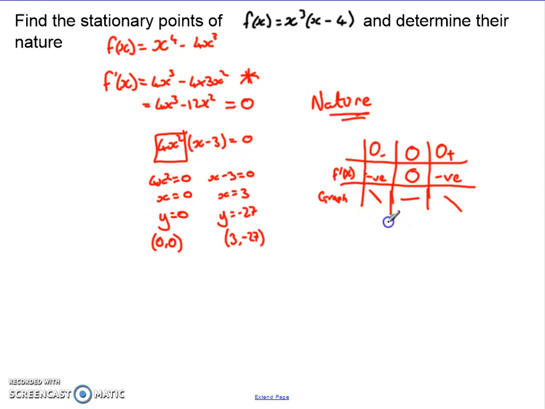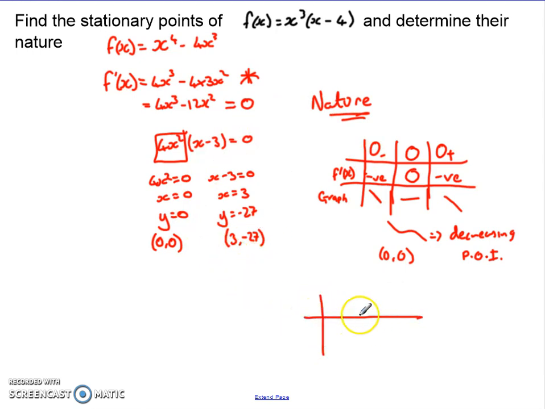So this means that my graph is going to look something like coming down there, flat, and coming down. Well, we know that's a decreasing point of inflection. So we know what kind of stationary point it is. It's a decreasing point of inflection. It's going to look like that at the origin. So 0, 0. Perfect.